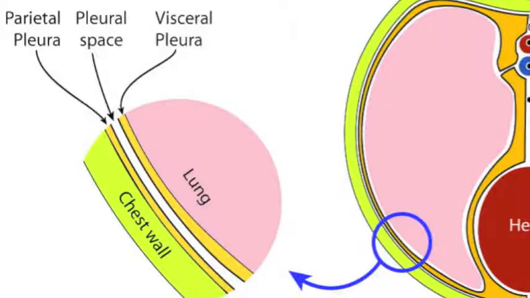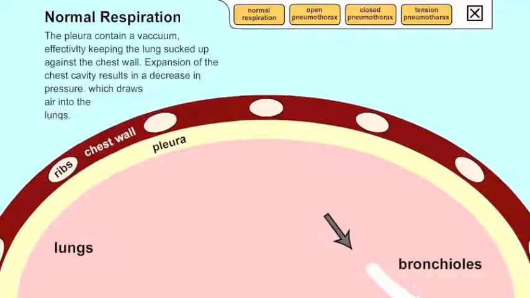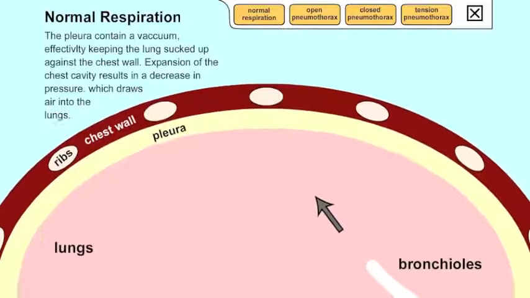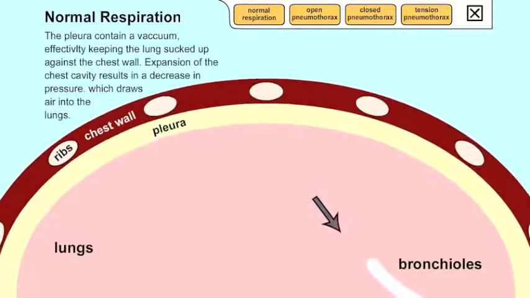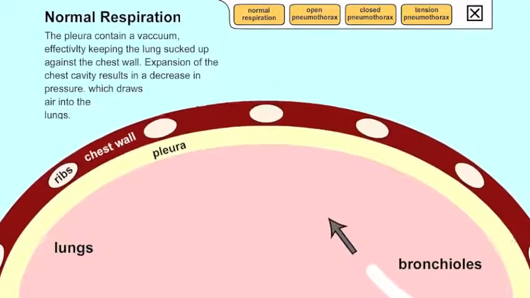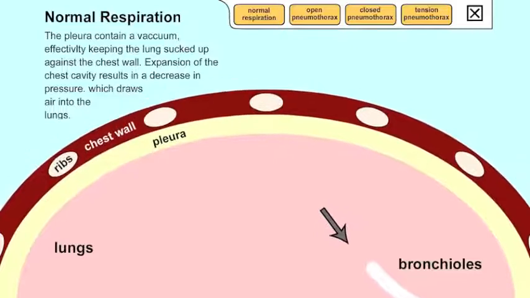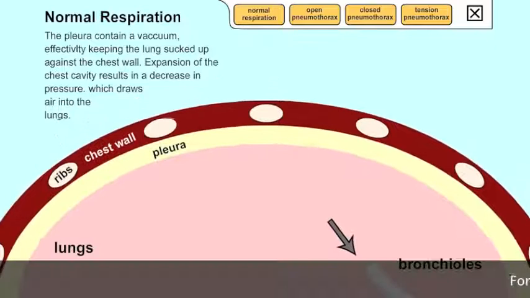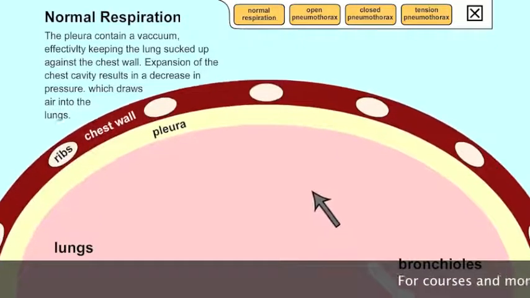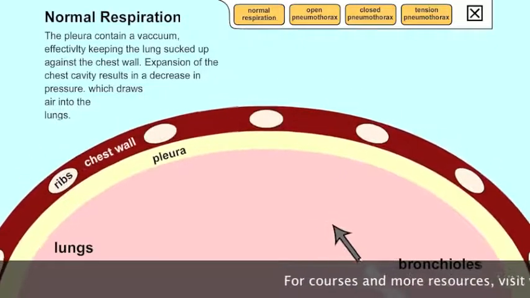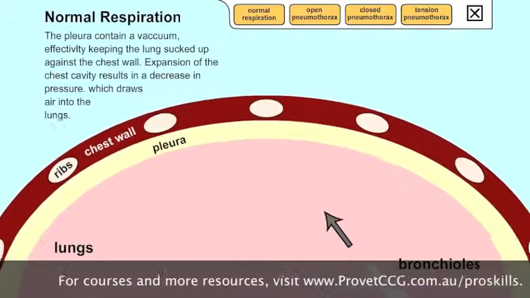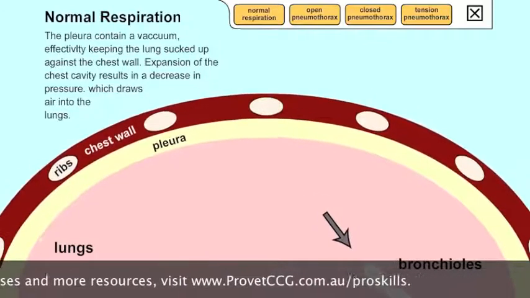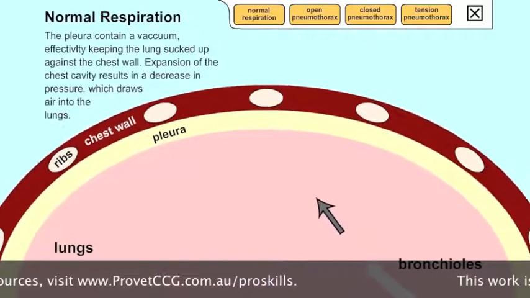So let's have a look at normal respiration. The pleura, as we've just discussed, does have a small amount of fluid, and it also has a vacuum. And this vacuum effectively keeps the lungs sucked up against the chest wall. It is the vacuum that enables us to breathe, for those lungs to inflate and deflate, keeping a seal and allowing gaseous exchange. Expansion of the chest cavity will result in a decrease in the pressure, and this will draw air into the lungs.